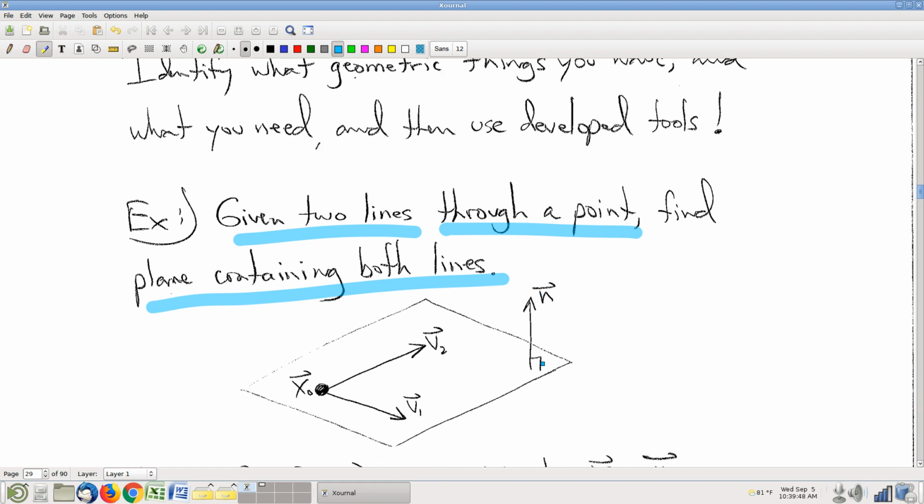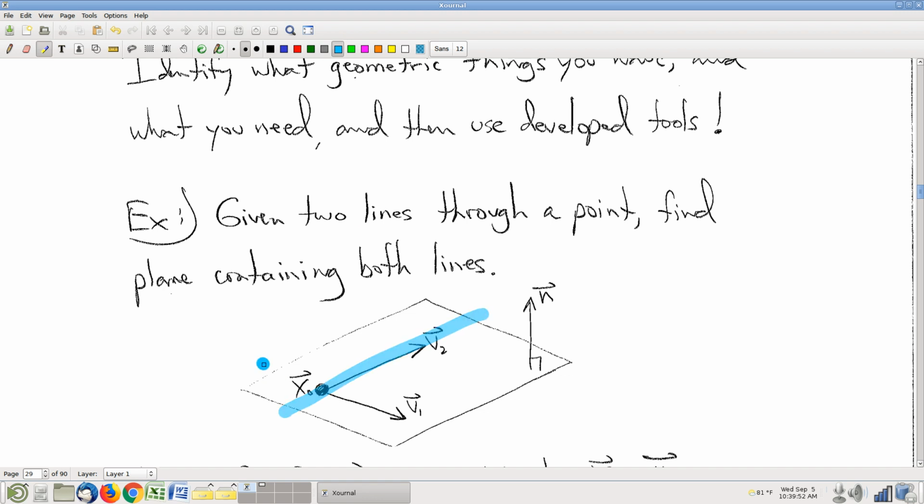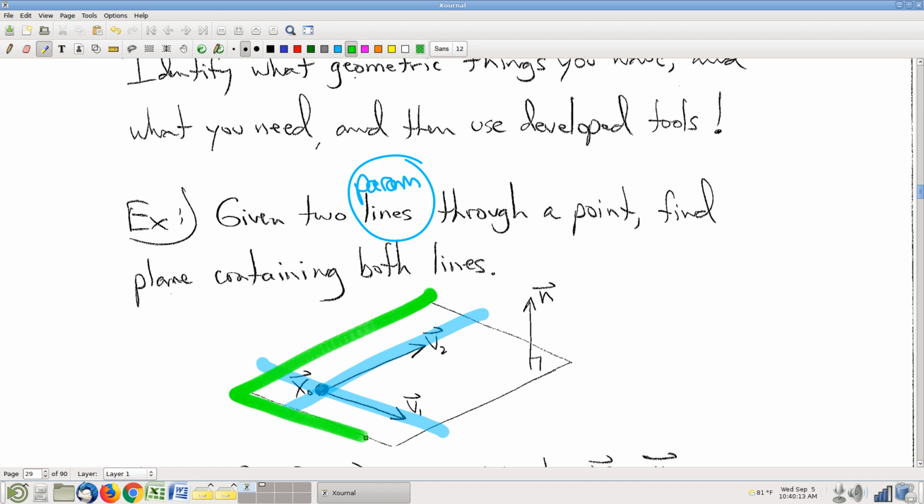Right? So if I were to give you, for example, that line and this line, and by the way, my intention was that these are parametric lines. If I give you two parametric lines, how would you find the equation of this plane?